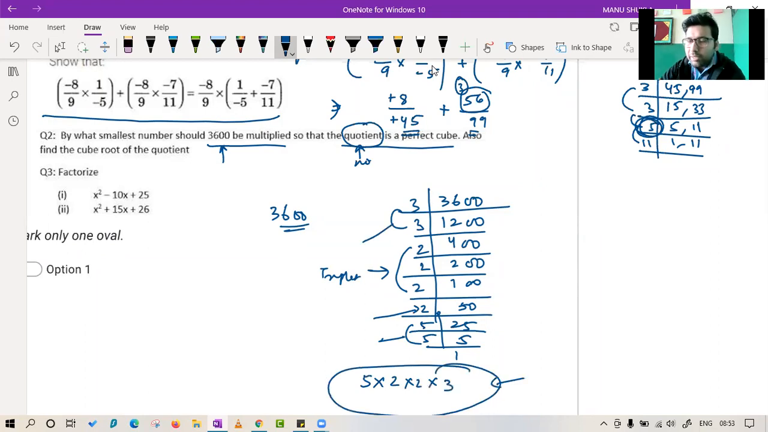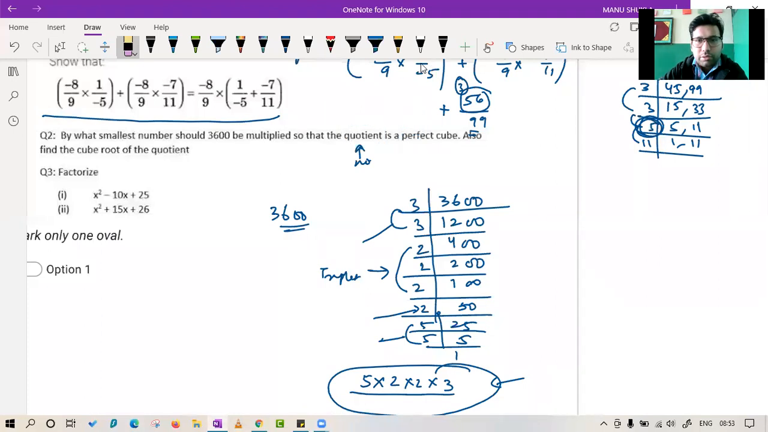So we have to multiply this thing in the given number to get a perfect cube. So you all are correct. We have to multiply this thing to make it a perfect cube. Good. Now let's see the question number 3. Question number 3 is saying factorize.